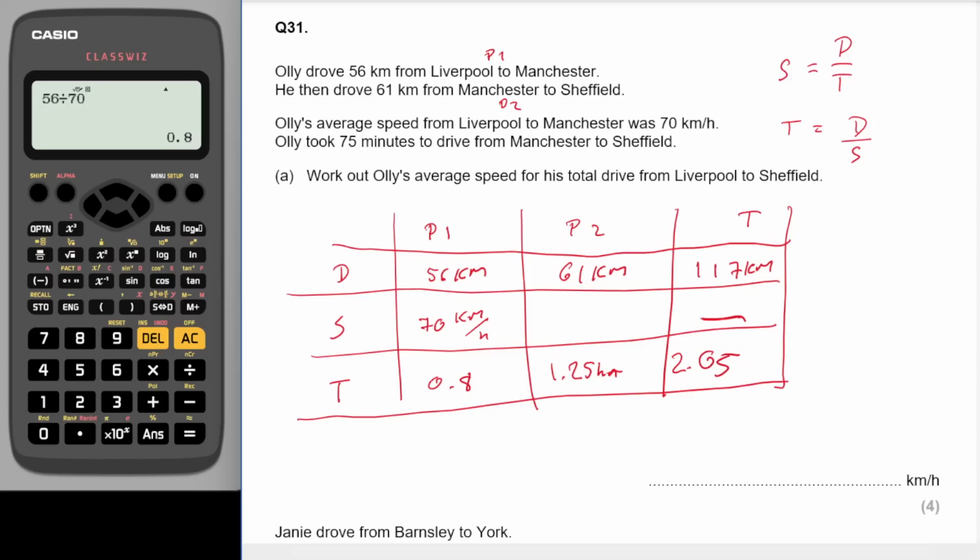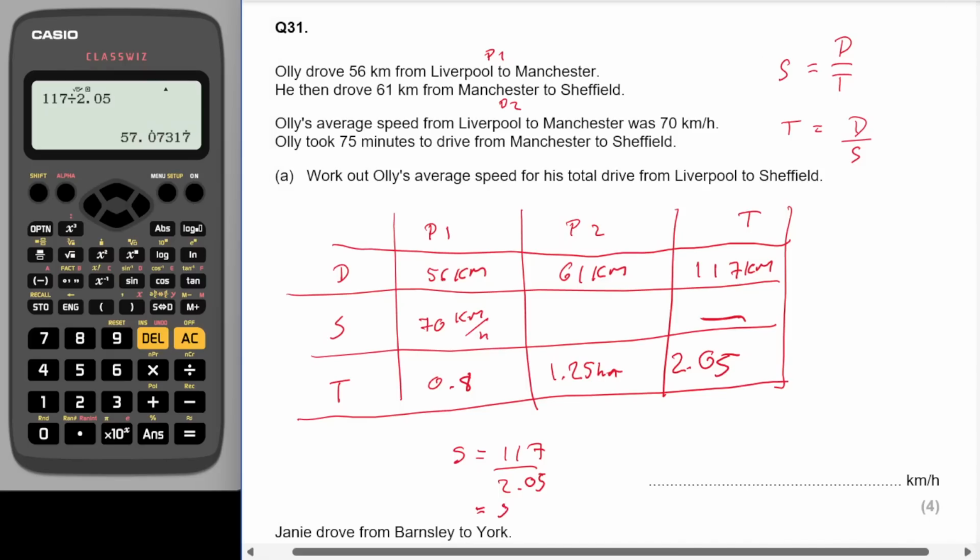And then speed is equal to distance divided by time. So we want to do speed is equal to 117 divided by 2.05. So 117 divided by 2.05 gives us 57.0731... So we'll go 57.1.